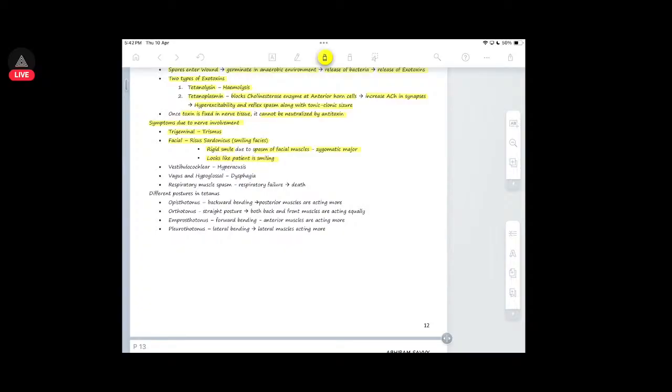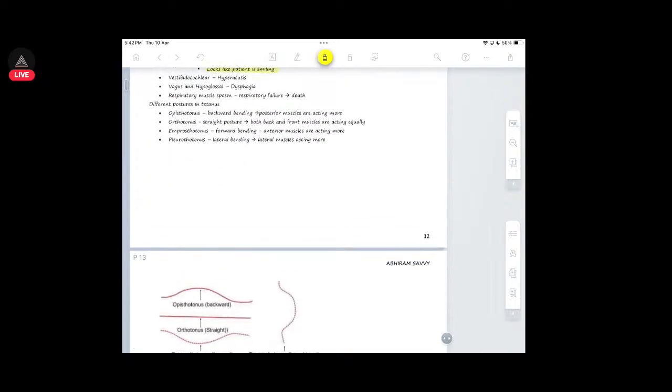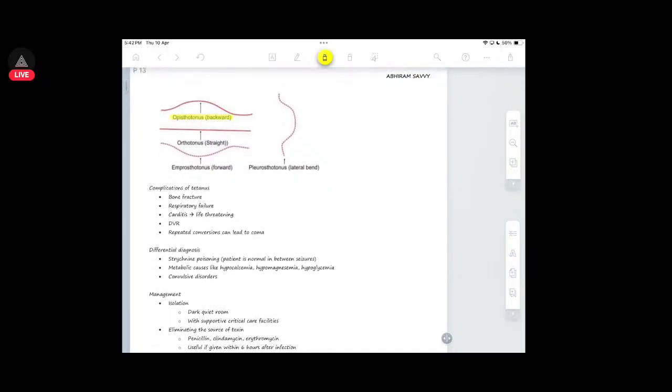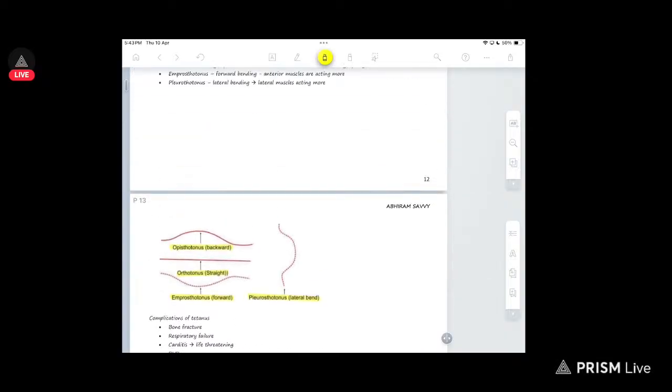Okay. So tetanospasmin, tetanolysin, blocks cholinesterase at anterior horn, increased ACh, hyperexcitability and reflex spasm, tonic-clonic seizure. Once it is fixed, then you have vestibulocochlear, which is hyperacusis, vagus and hypoglossal, which is dysphagia, and respiratory muscle spasm leading to respiratory failure and death. And next we have different positions. You have opisthotonus, where it is backwards, orthotonus, where the back is straight, and emprosthotonus, where it is a forward bulge, and you have pleurothotonus, which is lateral bulge.